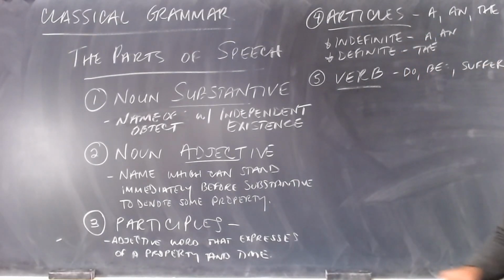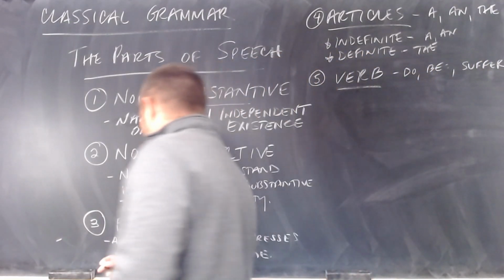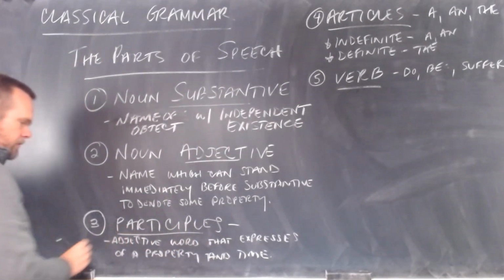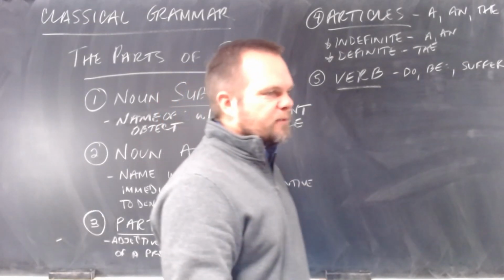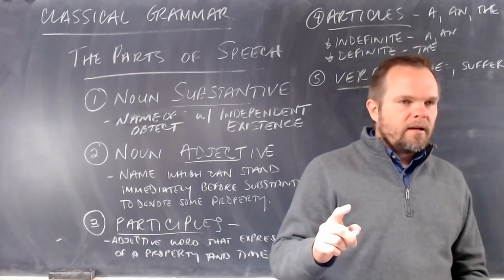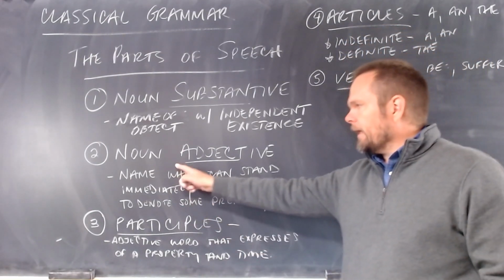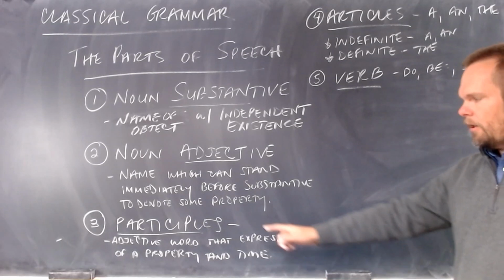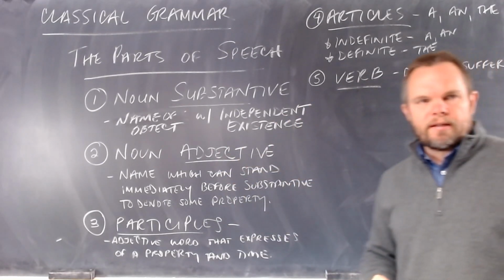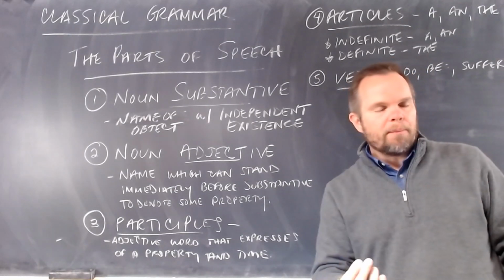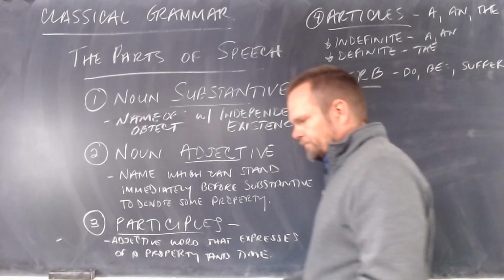You got that? Participle. The reason why they're called participles, I explained this in Latin grammar class. The reason why they're called participles is because they participate or they share in the characteristics of both an adjective noun and a verb. Participles are sort of combinations of noun adjectives and verbs. They express a property, like a noun adjective, and they express time, like a verb.